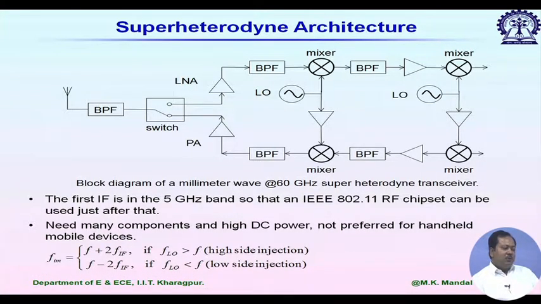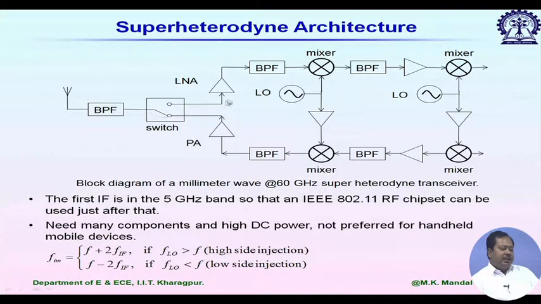So let me start with the superheterodyne architecture. As you know, here we use some sort of mixer to down convert the signal to a lower frequency, and here the intermediate frequency IF is fixed. This typical transceiver architecture starts with the antenna, followed by one band pass filter. Then we have a switch, a channel selector. We can select either the transmitting part or the receiving part by using this switch.